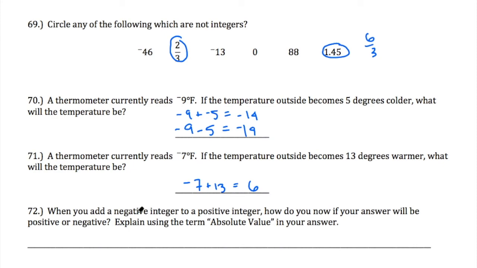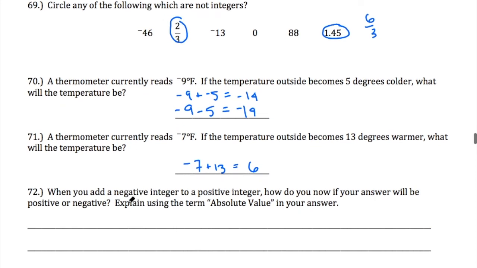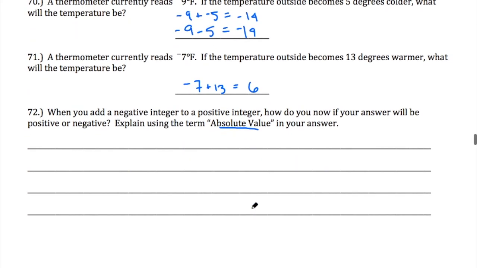All right, I definitely want to give you a crack at this one first. When you add a negative integer to a positive integer, how do you know if your answer will be positive or negative? You definitely want to try to use the term absolute value in explaining your answer. That's going to give you the most clear and detailed explanation that covers all your bases. Definitely something we should talk about in class after you've given a shot at trying to show how that works.